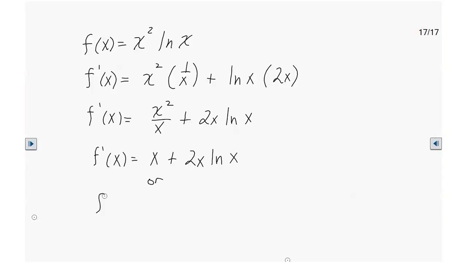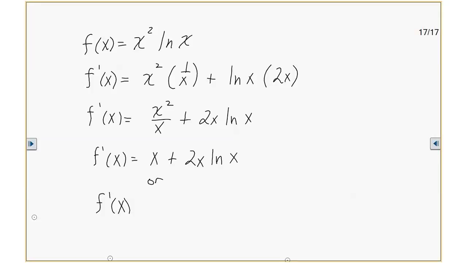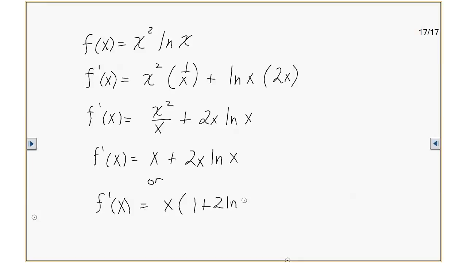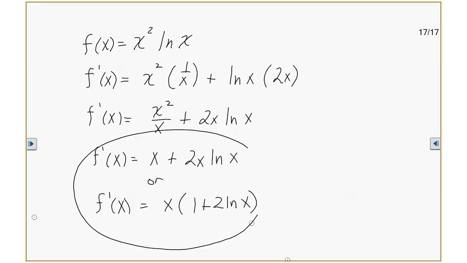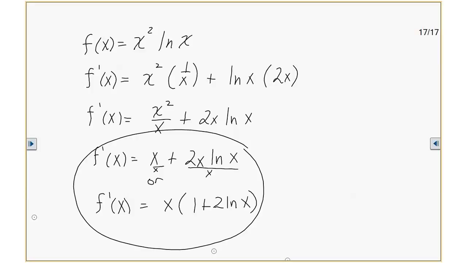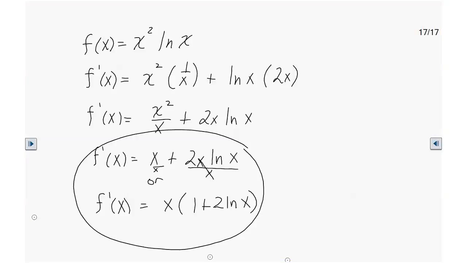This again is one of those times, if you have either one of these answers, it's okay. Factoring out x, that'd be x times 1 plus 2 natural log of x. Any one of those will work. If you factor out the x, what's x divided by x? And what's 2x natural log of x divided by x? They cancel.